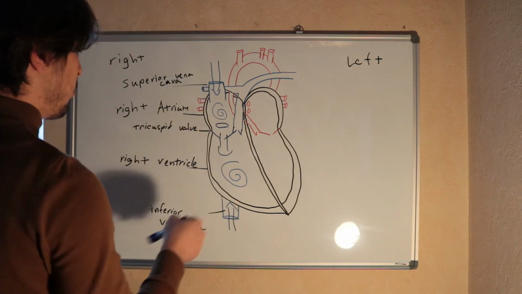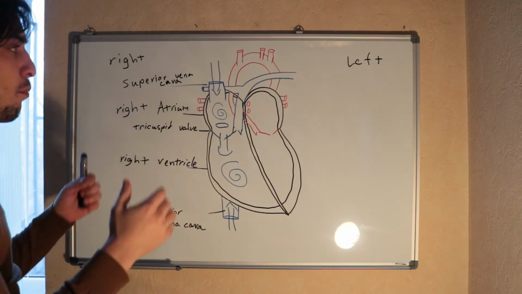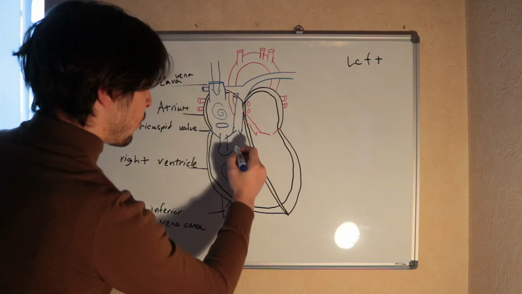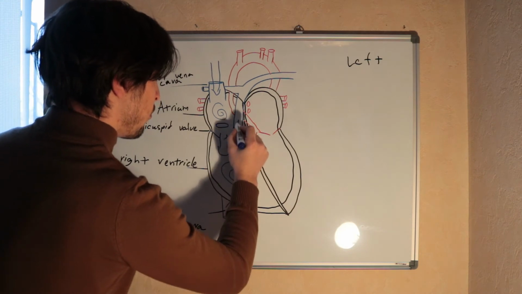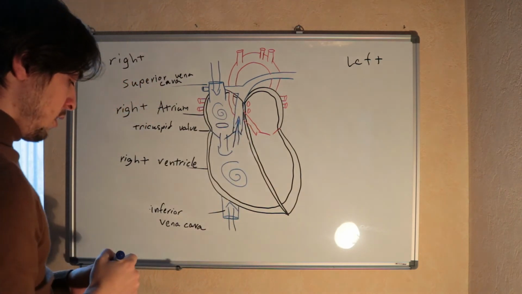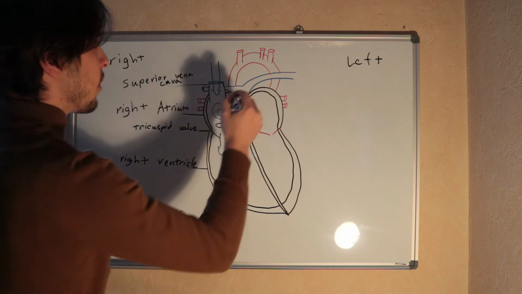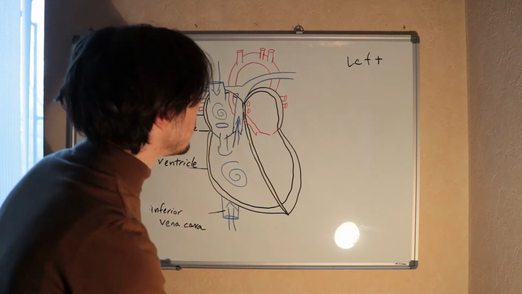So when the deoxygenated blood reaches the right ventricle, a pressure will happen and they will go through the pulmonary artery. No, in the black.